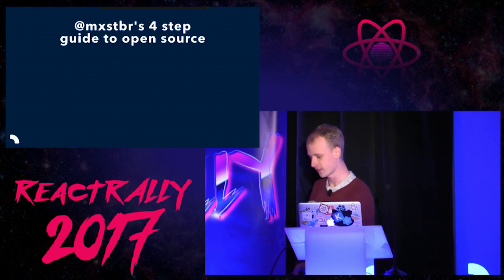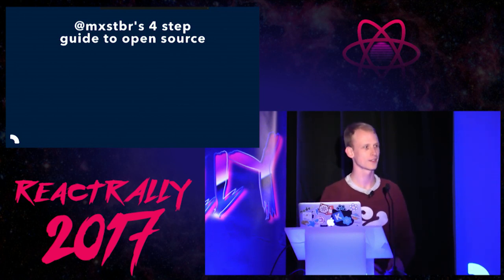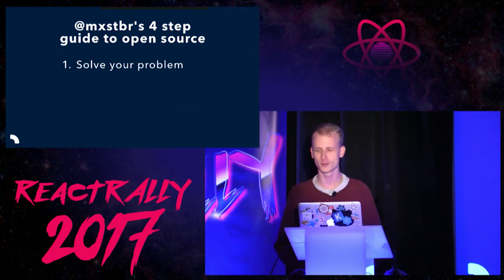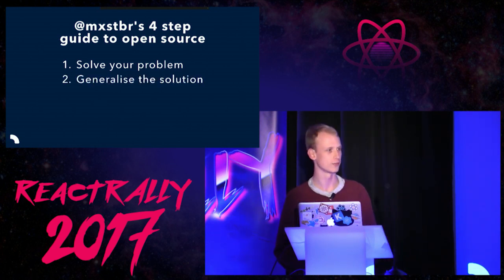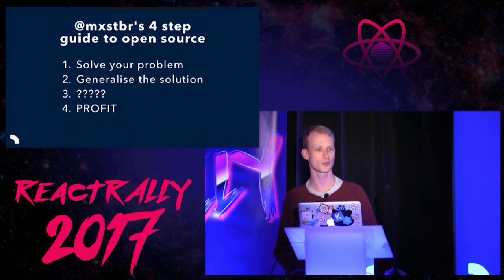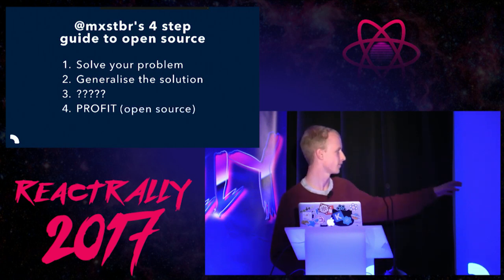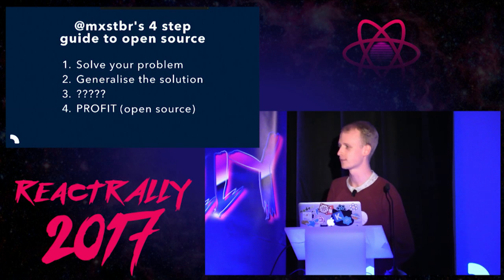So I wrote a quick 4-step guide to open source. The first step is you solve your problem. We've covered that. The second step is you generalize the solution. And then comes the third step. The third step is a bunch of question marks. And then the fourth step is profit. In our case, that's open source, right? Because that's how it works.